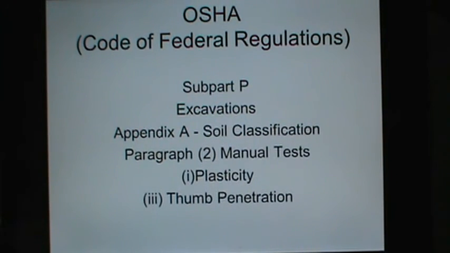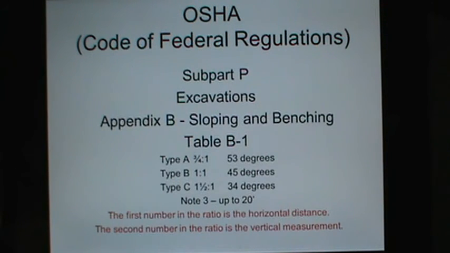Now, we're still in Appendix A, and I want you to find paragraph 2I. Paragraph 2 talks about manual tests, and paragraph I talks about the plasticity test. Well, what is it? It says you mold a moist or wet sample of soil into a ball. You attempt to roll it into threads as thin as 1/8 of an inch. We're told our cohesive soil can be successfully rolled into threads without crumbling. All right. And then you have something called the thumb penetration test. Basically, it says you stick your thumb into the soil. Take a minute and read that paragraph. It's kind of almost amusing.